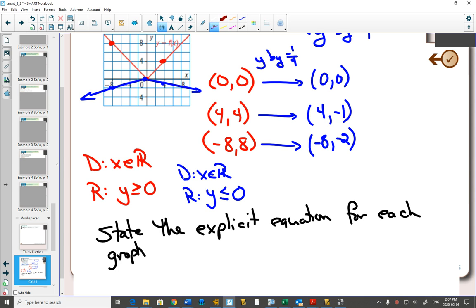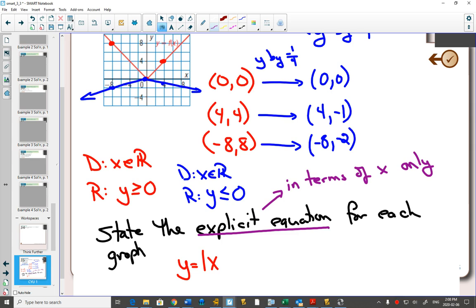I'm going to underline this explicit equation part. This means no function notation, in terms of x only. Did anybody recognize the red graph from our activity right at the beginning? Which one is it? Agreed? So that would be the explicit equation. It has only x. It doesn't have any function notation.